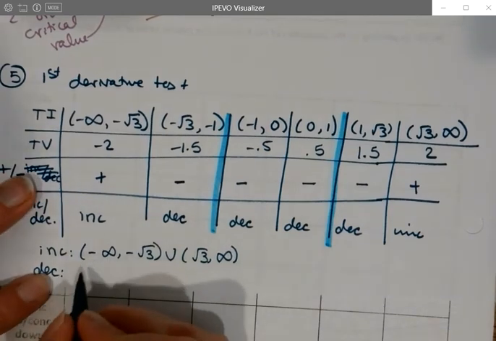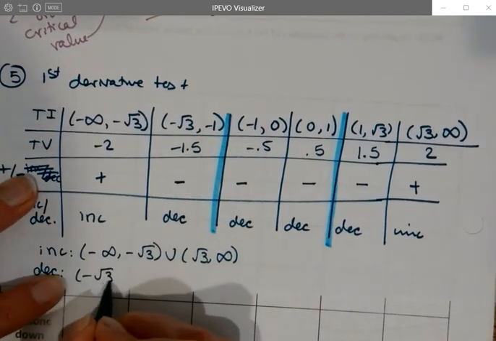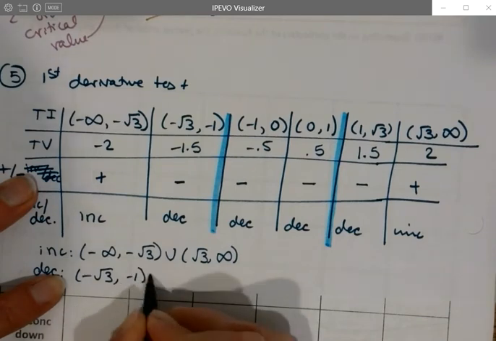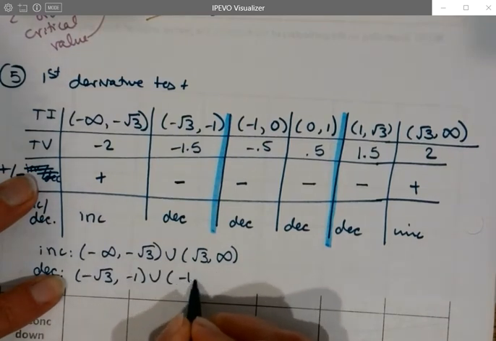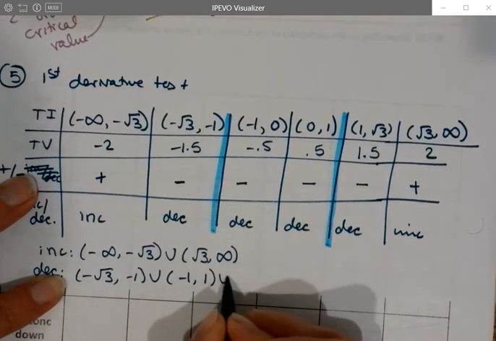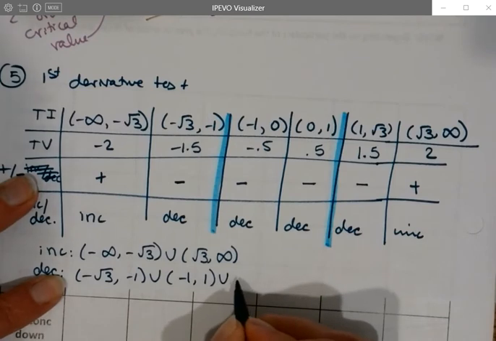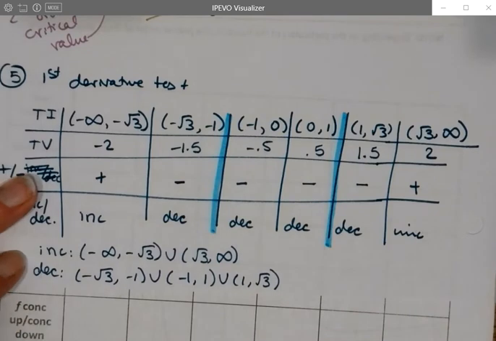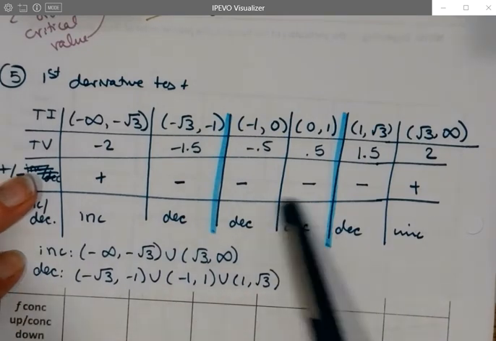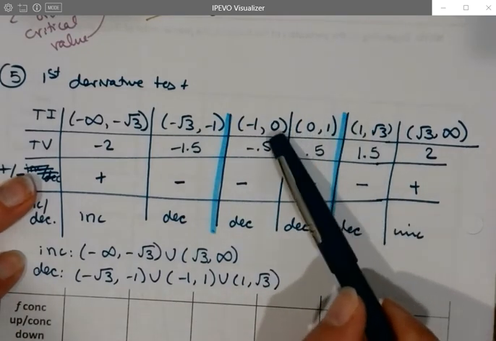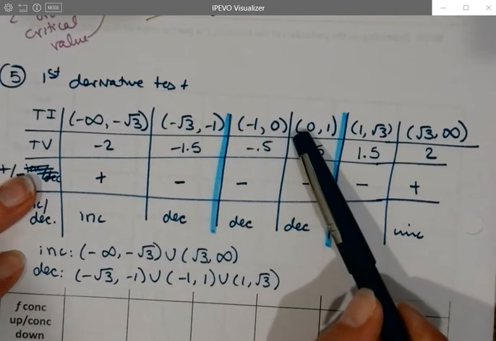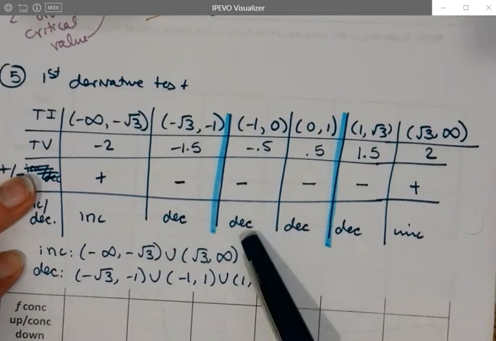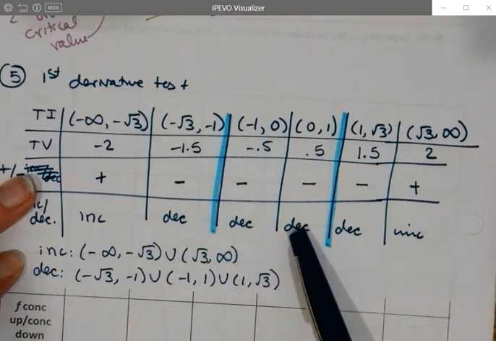So we are going to be decreasing from negative the square root of 3 to negative 1. Union, we're going to decrease all the way from negative 1 to 1. Union, we are going to decrease again from 1 to the square root of 3. Okay, so you can condense that into one interval because it is continuous at 0. 0 was a first order critical value, remember? So it was a candidate for an extrema. It's going to be one of those candidates that turns out to not be an extrema because there was no change from increasing to decreasing.